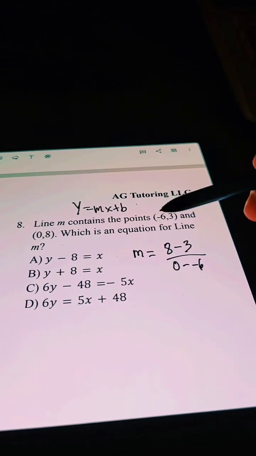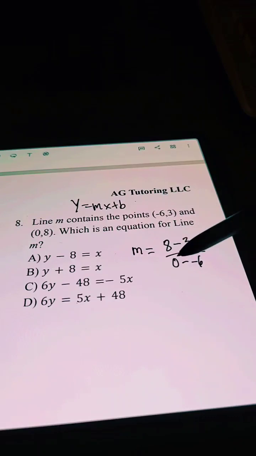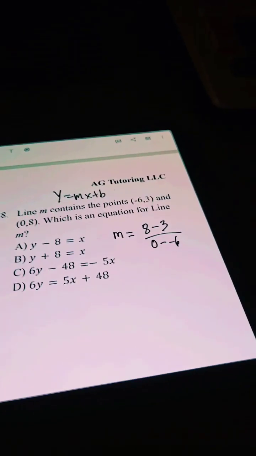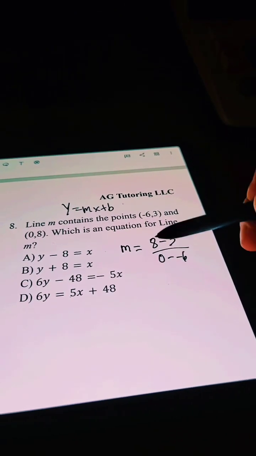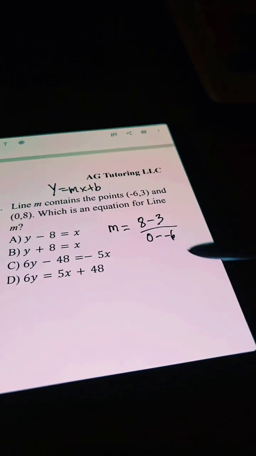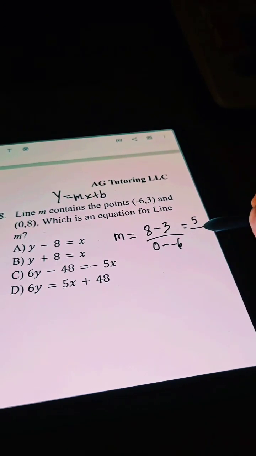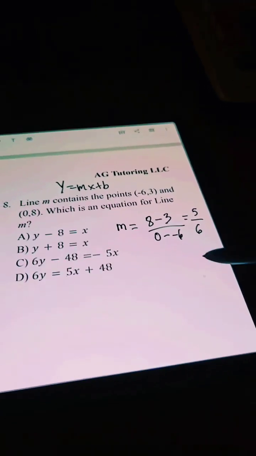You could have started with this point as well. You could have done -6 over here and then 3 over here and switched it up, but this is just how I'm doing it. As long as you're starting with an x and y from the same point, you're good to go. So now on top we get 5, and on the bottom, minus and minus is plus, so that's going to be 6. 5/6 is the slope.